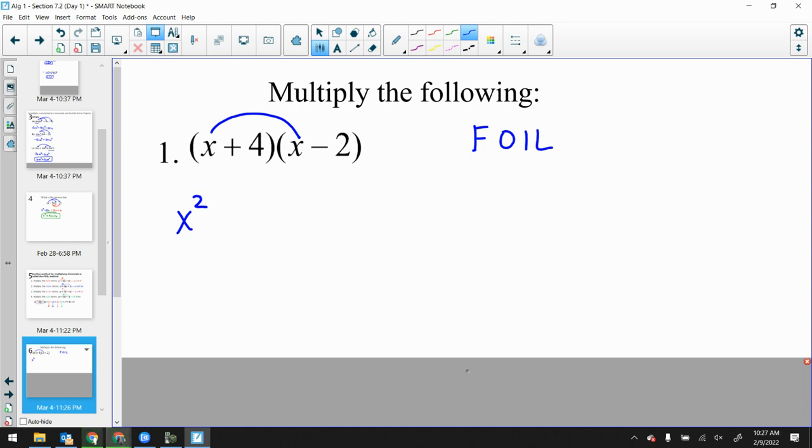Question? On our test, are you gonna tell us which one is which? No, you have to know that. You have to know which method to use.